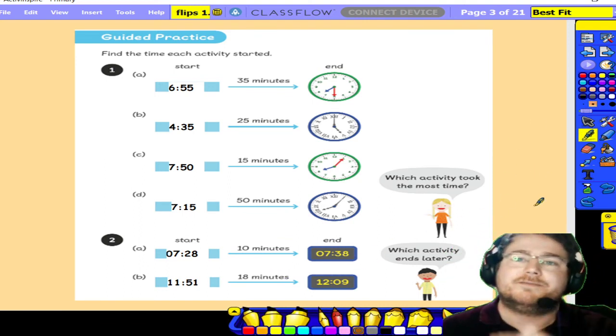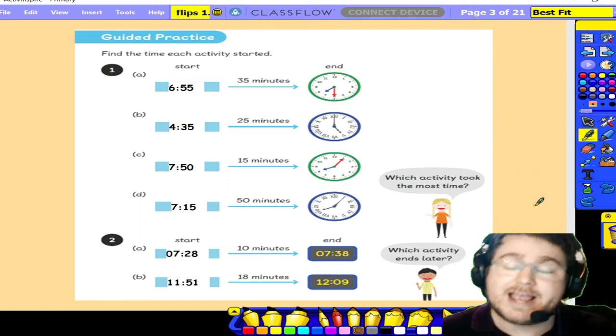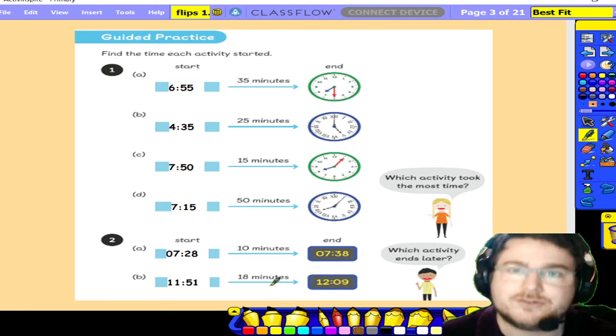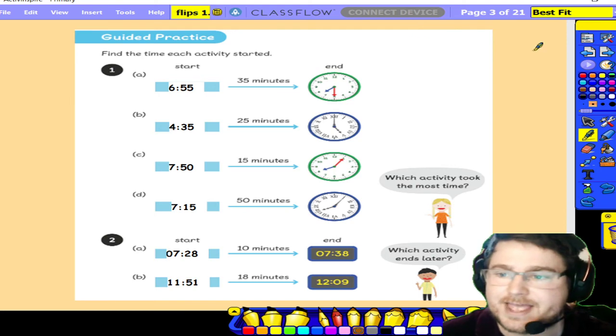That's how I would do it. Again, you can use the visual number line to do it, or you can use a clock, a practice clock, to make sure that you are correct. So well done there. That's the guided practice.